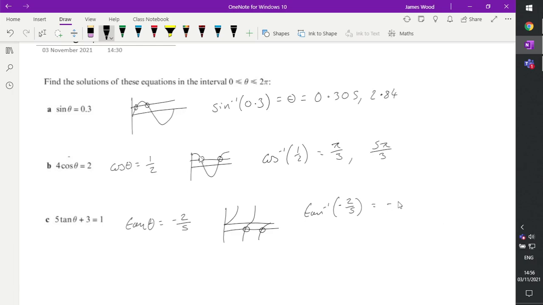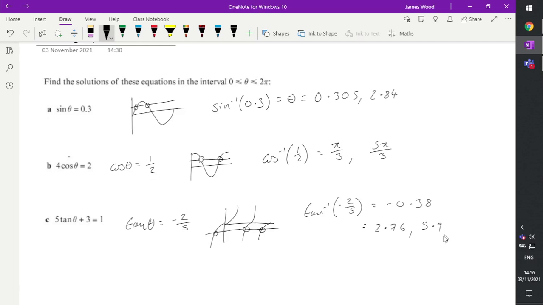So my first one I get is minus 0.38, which is down here. It's where this graph would continue down here. But I can still use the same rules as I'd use normally. So instead of adding 180, I'm adding pi, remember in radians. So add pi. My first answer is then 2.76. Add pi again, and that's 5.9.